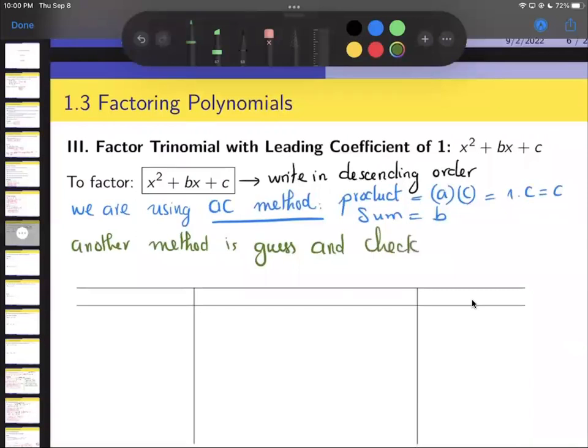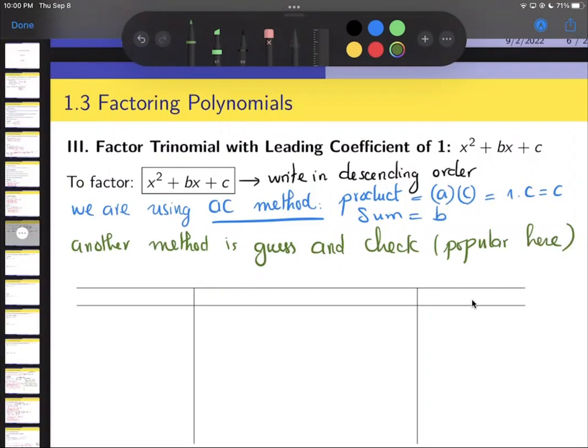A lot of students use the guess and check method for this kind of factoring trinomial when the leading coefficient is 1, right? It's popular here. But when we go to factoring trinomials where the leading coefficient is not 1, it's not quite popular.